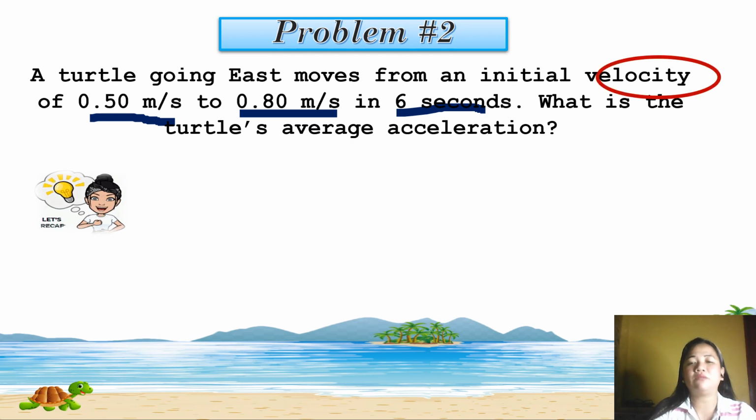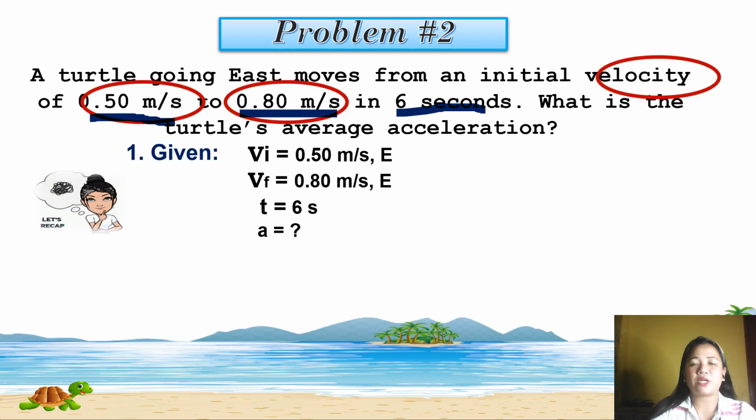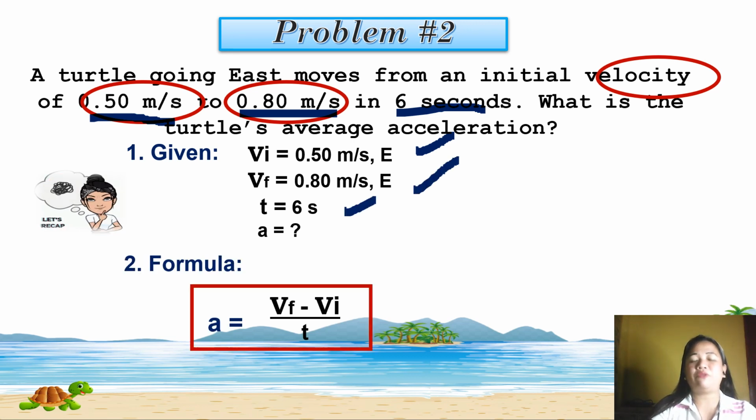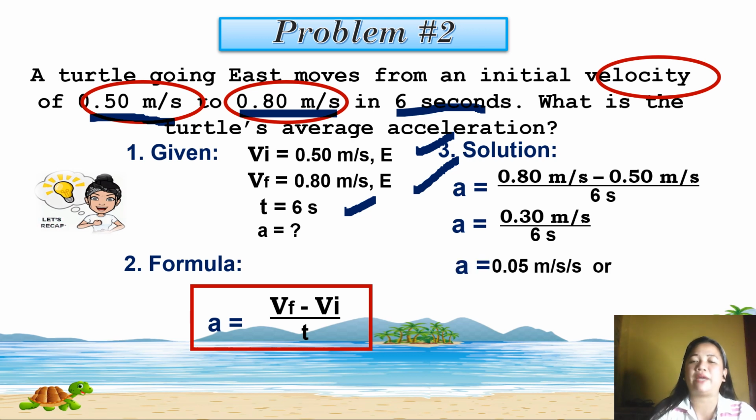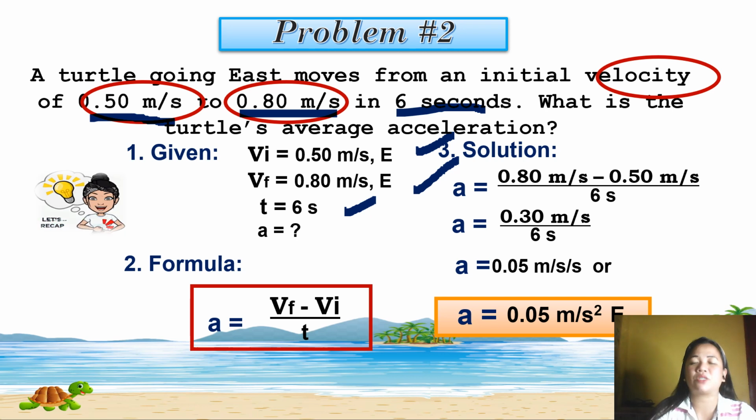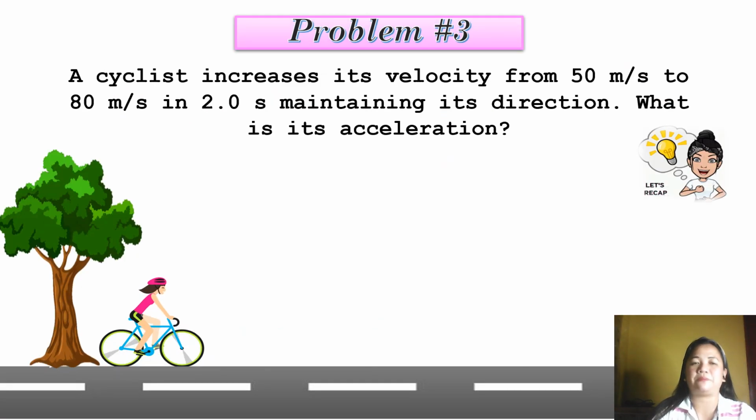So our initial velocity is 0.50. Our final is 0.80. Our time is 6 seconds. So we have to look for the acceleration. For the acceleration, you have to subtract the initial velocity from the final velocity, then divide by the time. So substitute: 0.80 minus 0.50, divided by 6 seconds. Our answer is 0.30 divided by 6, so that will be 0.05 meter per second squared going to the east.